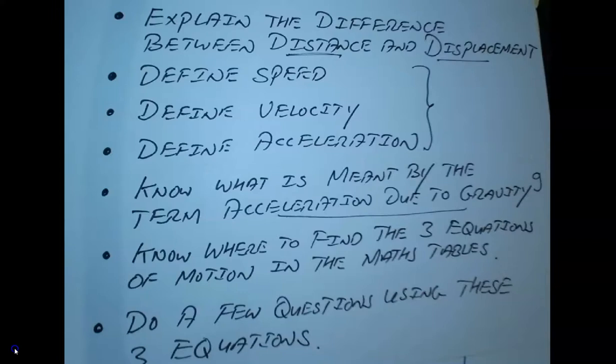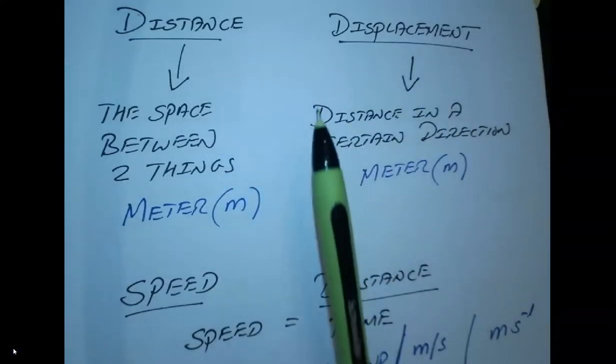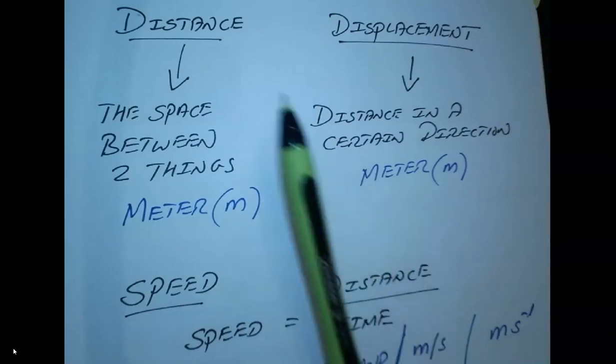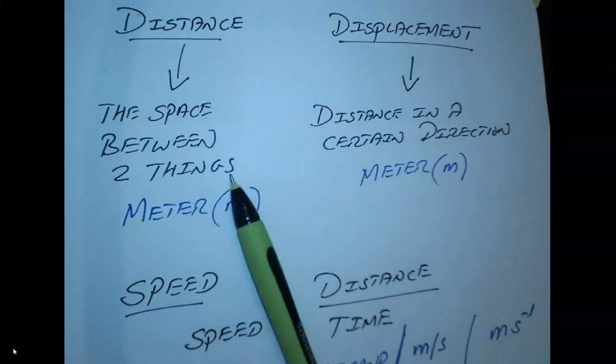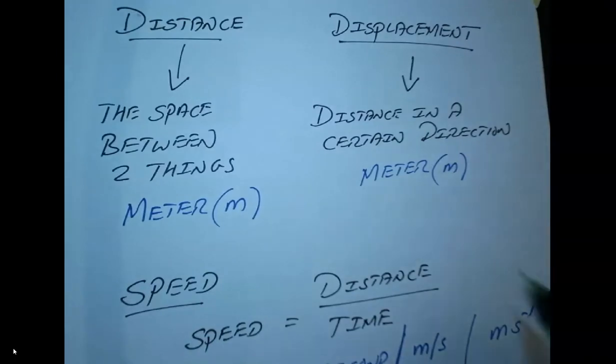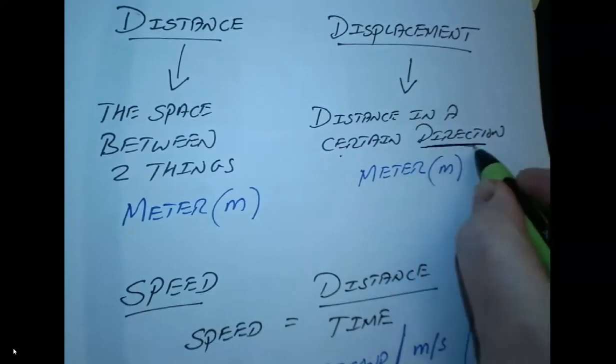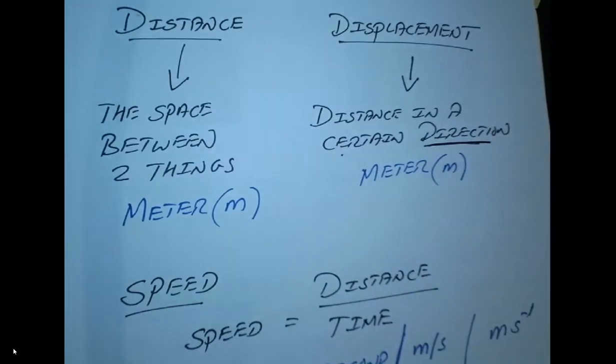The terms distance and displacement are very similar, but there's a subtle difference between them. Distance is simply the space between two things. That's hardly even a definition, and we measure distance in meters. Whereas displacement is the distance between two objects in a certain direction. So this is the big difference between displacement and distance. Displacement has a certain direction, distance doesn't. They're both measured in the units called meters.